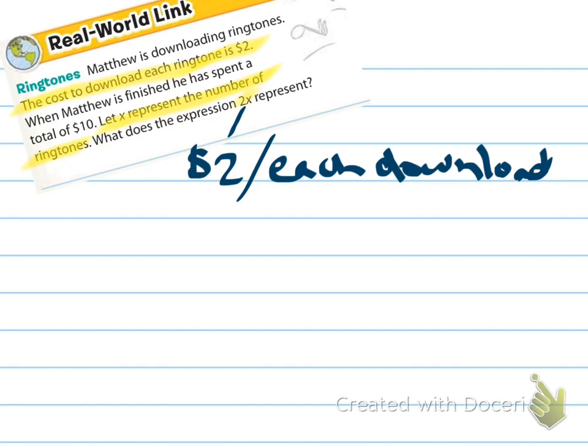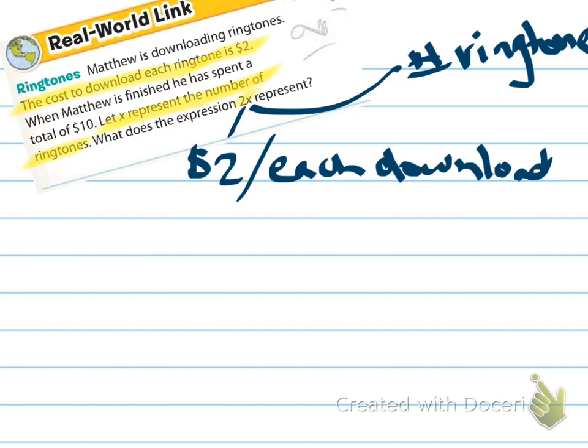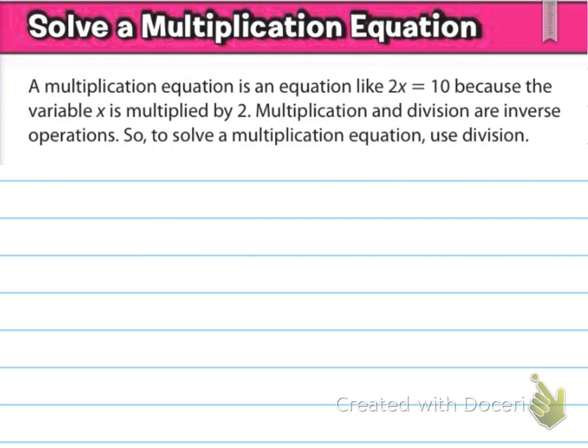And that the X is representing the number of ringtones. So how many ringtones they buy. So 2 times X means it's $2 for every ringtone and the X number of ringtones. So if it was, for instance, 2 ringtones, it would be $2 times 2 ringtones, which would be $4. If it was 10 ringtones, it would be 2 times 10, which would be $20 for the ringtones. So that's what our 2X represents.